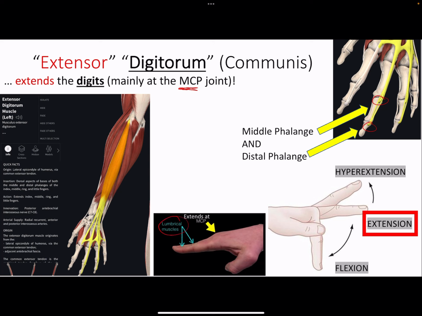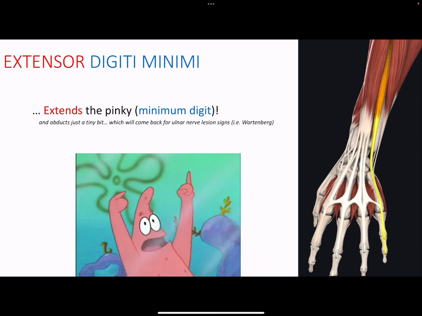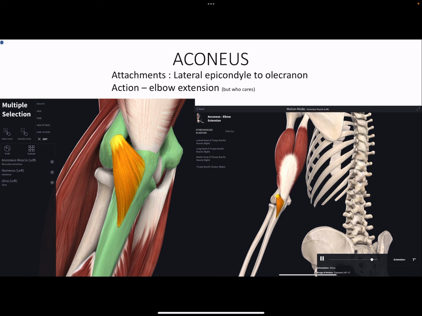The lumbricals technically do a little bit of extension here at the DIP and the PIP. And I know earlier I said that everything that is extending is innervated by the radial nerve. I lied, the lumbricals are not. They're going to be really important. We're going to continue to talk about them. Okay. So extensor digiti minimi just goes to the pinky, extends the pinky. It abducts it a little bit too. This will be important later when we talk about Wartenberg's sign, but it's mostly just, as the name implies, extending the pinky. Anconeus, not really a lot to write home about.